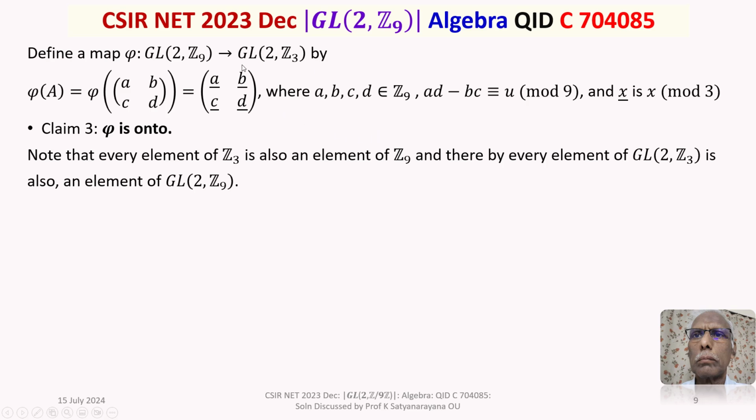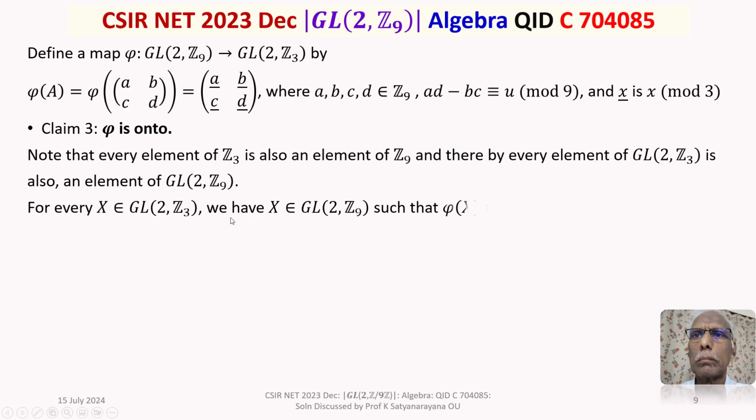So therefore, if you take an element X in GL2Z3, its pre-image is the same X under phi, and thus phi is onto. So for every X belongs to GL2Z3, we have the same X in GL2Z9 such that phi of X is equal to X. And this shows that phi is onto.